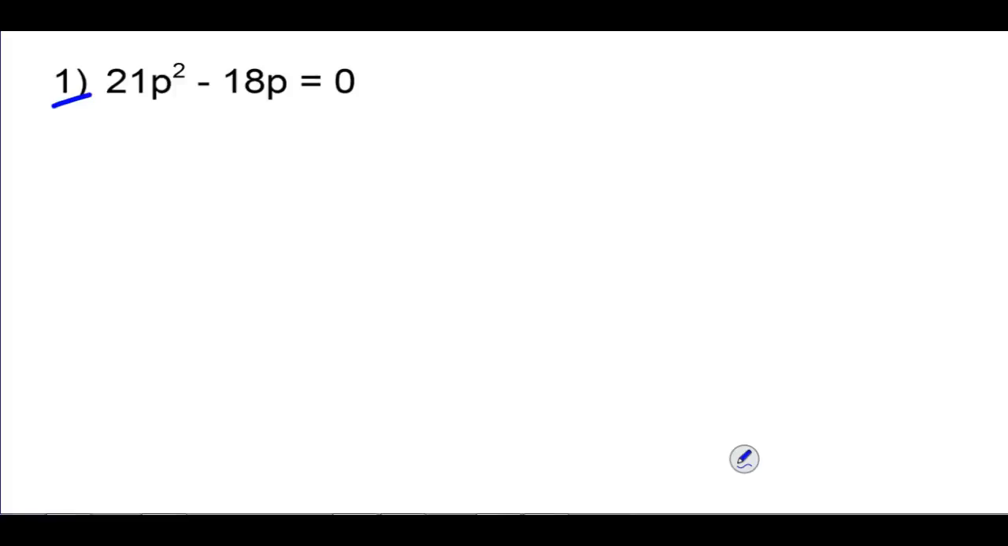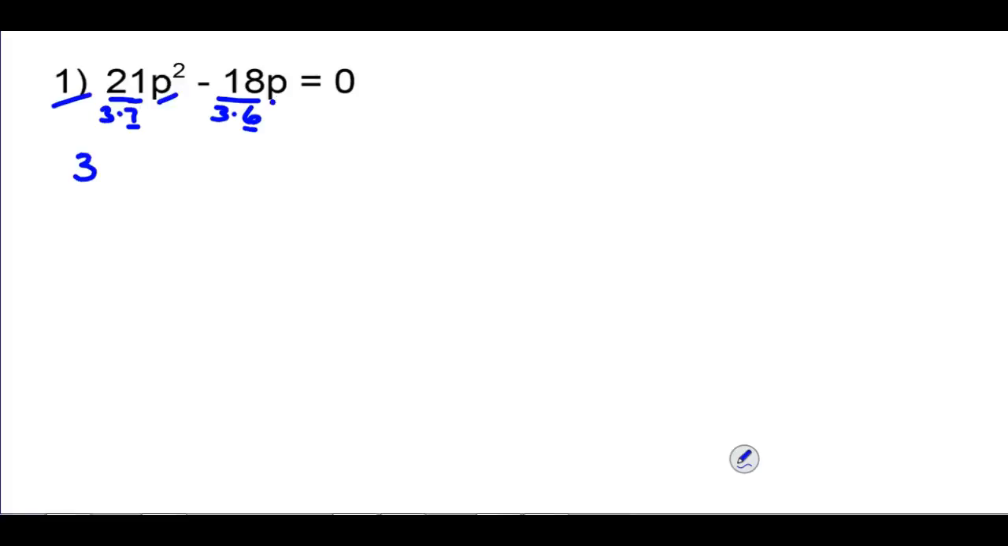Now, the first thing that you should do is check for any greatest common factors. And we look at the 21 and the 18 and what those numbers have in common. The greatest number that those have in common with each other is 3, because 21 is 3 times 7 and 18 is 3 times 6. And then we can look at the 6 and 7 and we know that there's not anything that they have in common, and we know we're good.